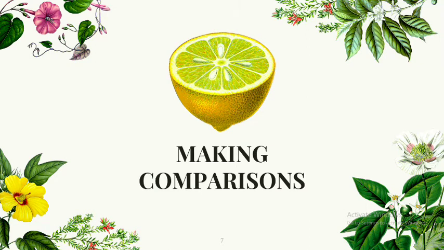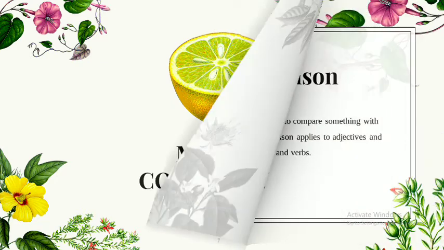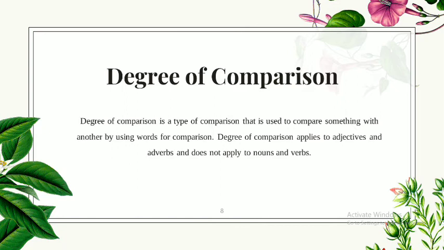Okay, the next material is about comparison, or how we make a comparison. In English, we call it degree of comparison. Degree of comparison is a type of comparison that is used to compare something with another by using an adjective for comparison. Degree of comparison applies to adjectives and adverbs and does not apply to nouns and verbs.